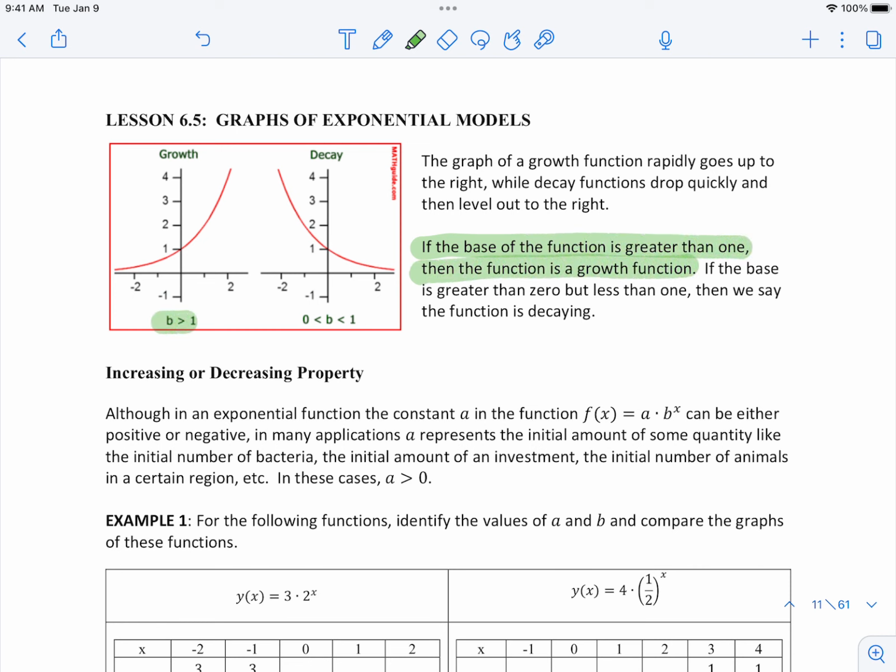So we can see this here. Our base is b. If it's greater than 1, we have growth. And that shape is going up from left to right.